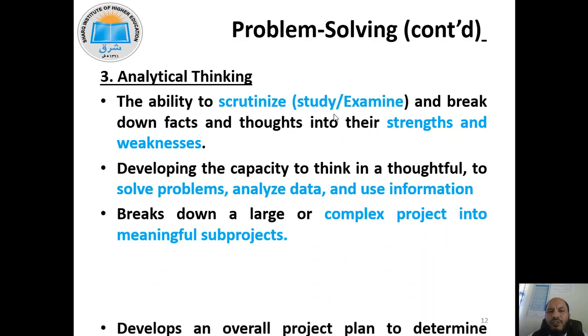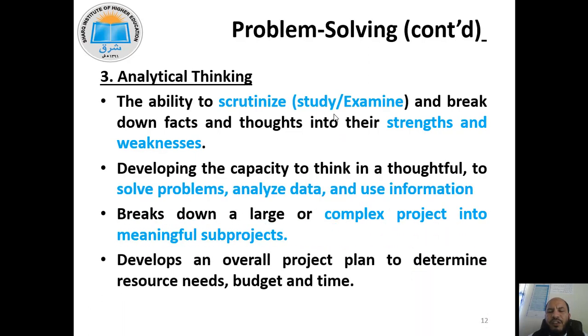And finally, he should have analytical skills. He should study the environment, get information, analyze this information and use it for solving the problem. He will break down the complex project activities into small sub-projects and try to achieve them. And finally, he will develop a plan for the budget, resources and time which are needed for the project.